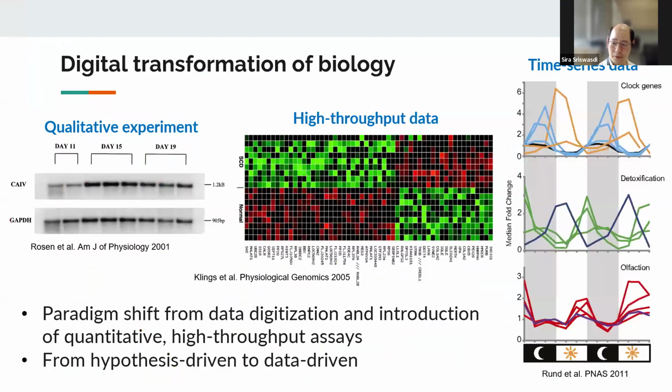But now that we have these tools, we call it a digital transformation of biology. We go from qualitative experiments, where you look at the gels by eye, to looking at the gels with a digital microscope. You can quantify the intensity. You can look at all the genes at once, not just a few genes that you select. And you can monitor gene expression throughout time, not just at a single time point. So this is a true digital transformation of biology.